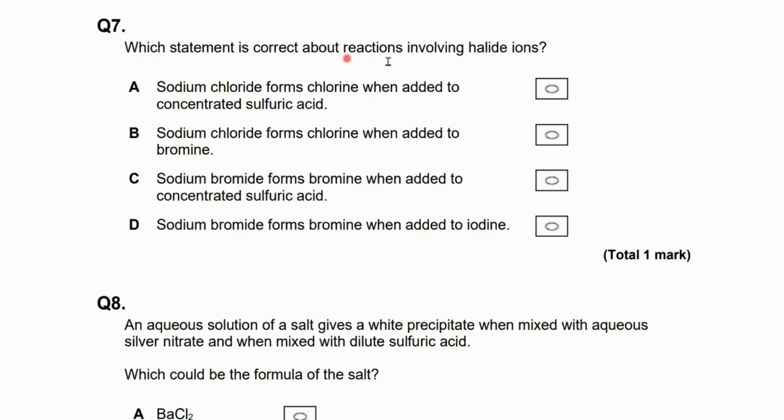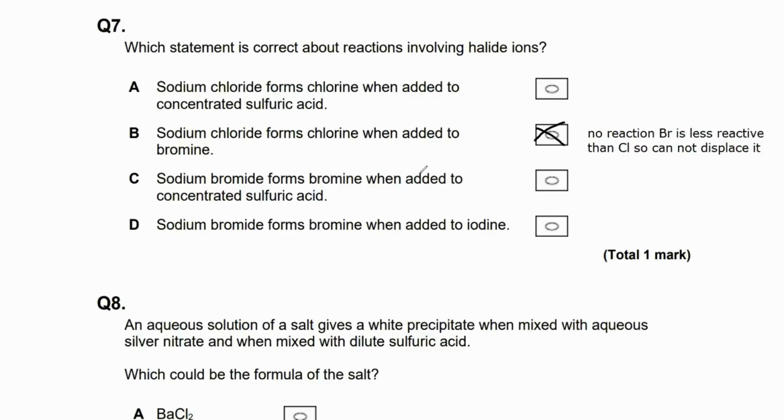Let's check out question 7. Which statement is correct about reactions involving halide ions? So this is like a word form of the ones we've looked at. So A, sodium chloride reacts with chlorine when added to concentrated sulfuric acid. Again, this is looking at the way the different halogens react. So sodium chloride ions aren't good enough at reducing sulfuric acid. They definitely can't reduce it to the point where they form chlorine. They form hydrogen chloride. B, sodium chloride forms chlorine when added to bromine. Well, bromine's less reactive, so it can't displace the chlorine. So we know that's not true.